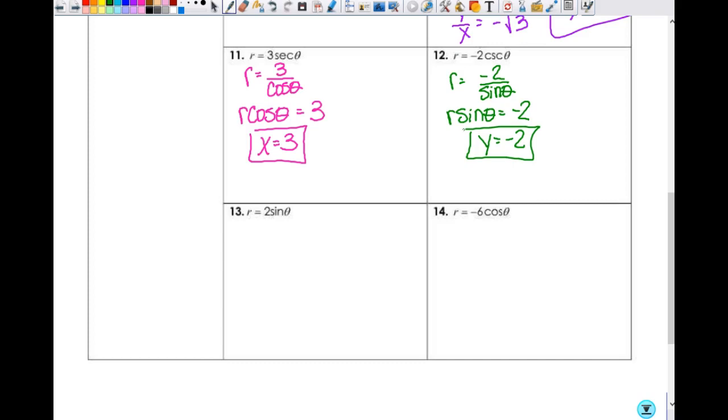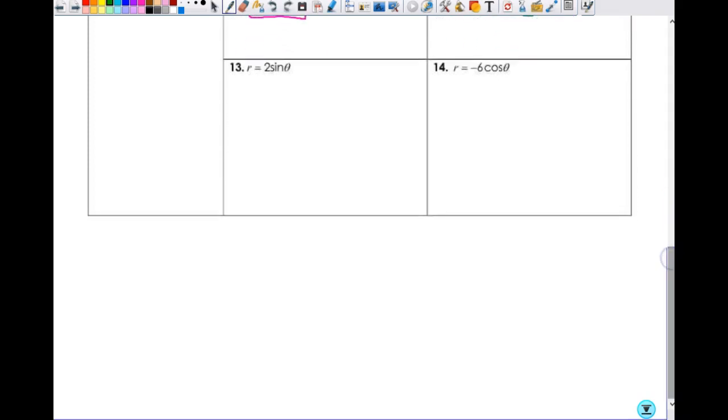Y equals negative 2. Easy enough. All right, so let's look at 13. On 13, on the right-hand side, can I change that to 2 times y? No, because that is not r sine theta. That is sine theta. If I divide both sides by sine theta, then I have r over sine theta, which does not match any of that stuff either.